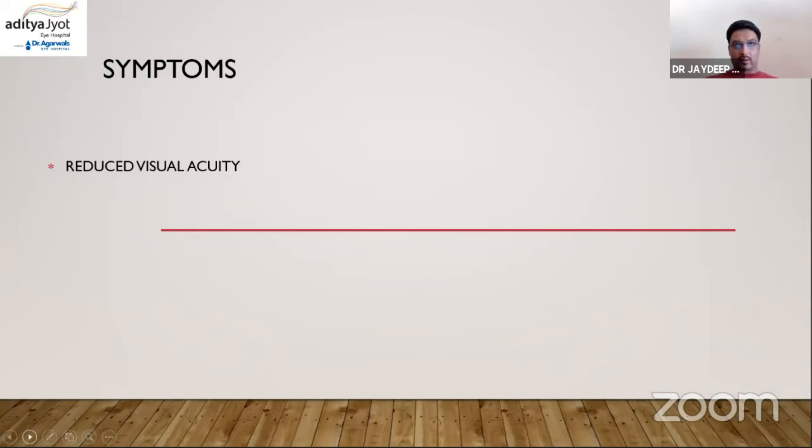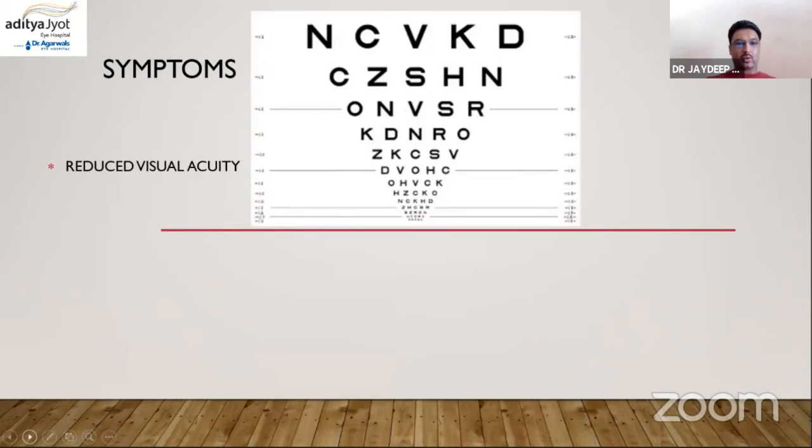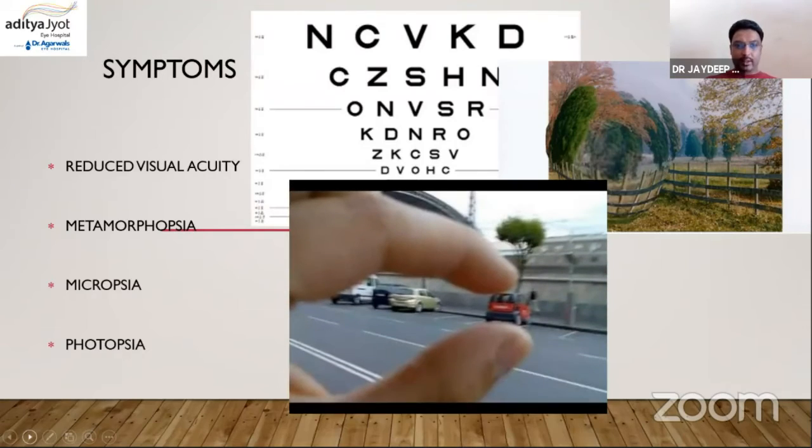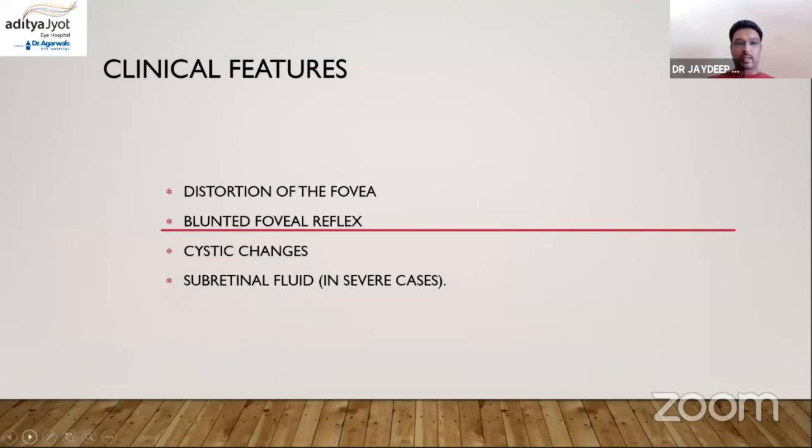Symptoms, as Dr. Vikram has also said, include reduced visual acuity and metamorphopsia. You can have micropsias and photopsias. These are the majority of the symptoms the patients present with, and what we see clinically is very difficult to pick up when it comes to vitreomacular traction, unlike the ERMs as well as the macular holes.